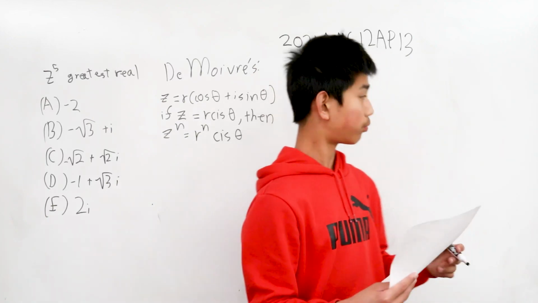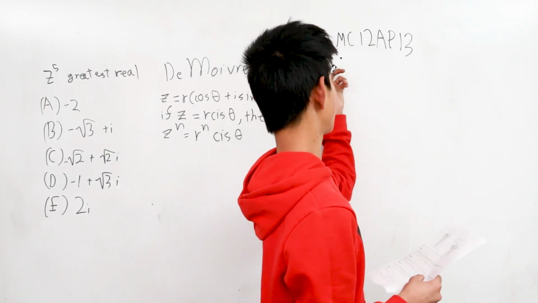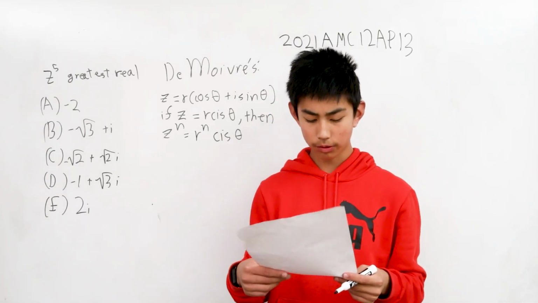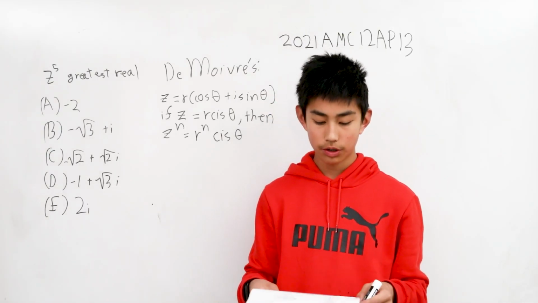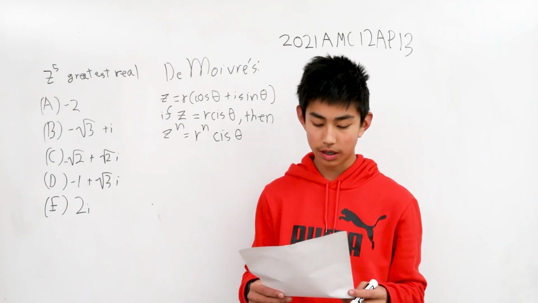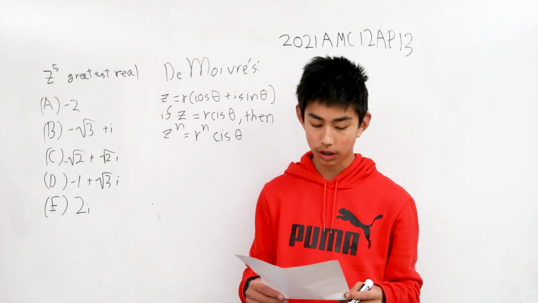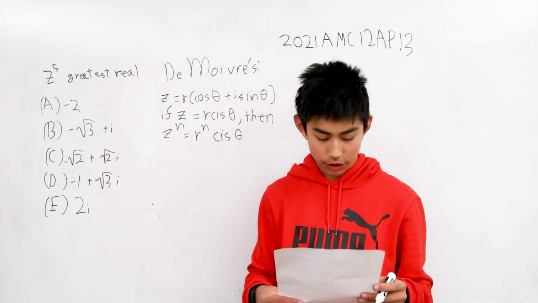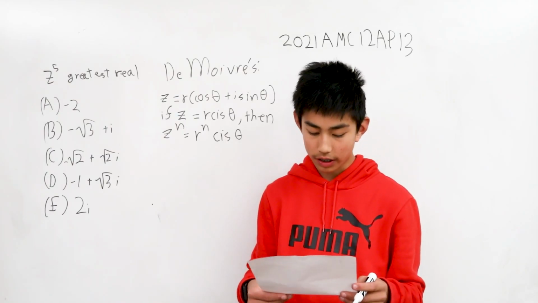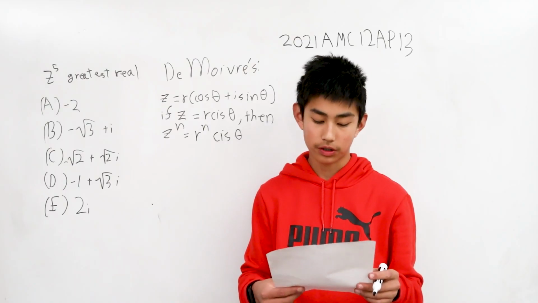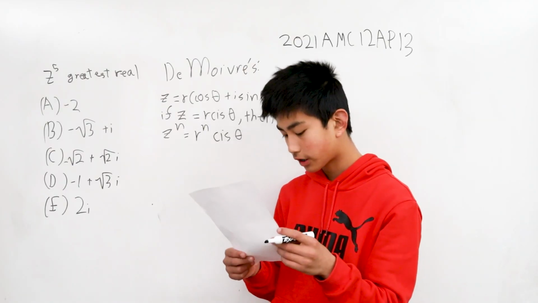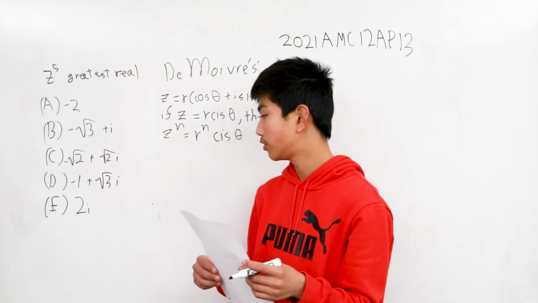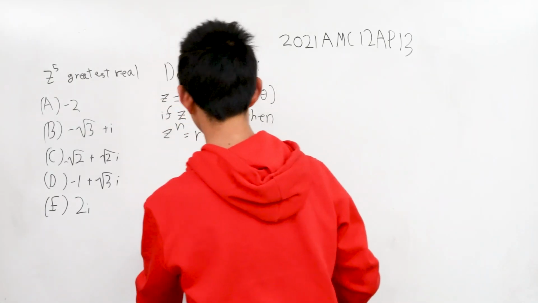We're solving problem 13 from the 2021 AMC 12A. Of the following complex numbers z, which one has the property that z to the power of 5 has the greatest real part? A, negative 2; B, negative square root of 3 plus i; C, negative square root of 2 plus square root of 2 times i; D, negative 1 plus the square root of 3 times i; or E, 2i.